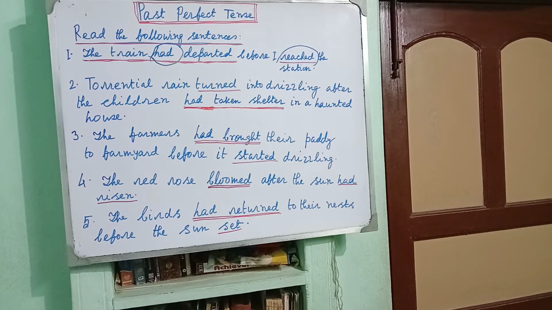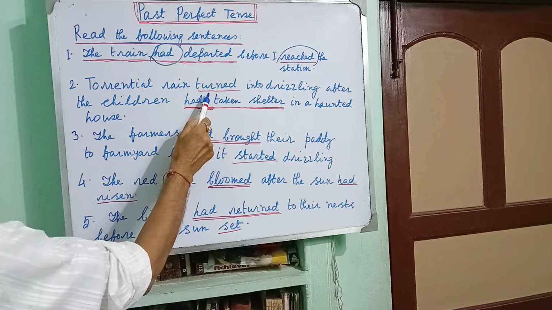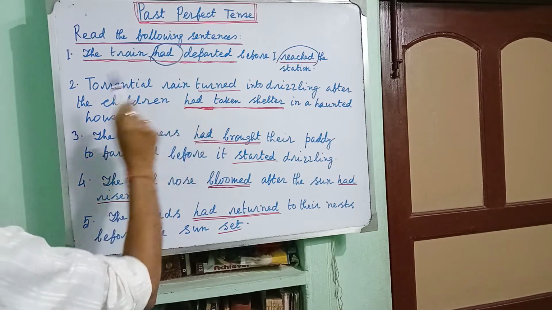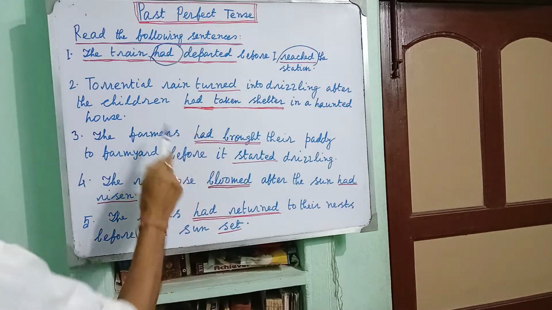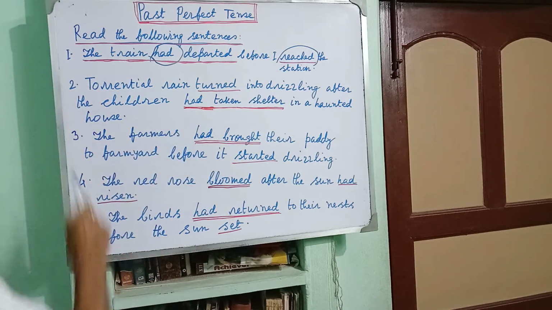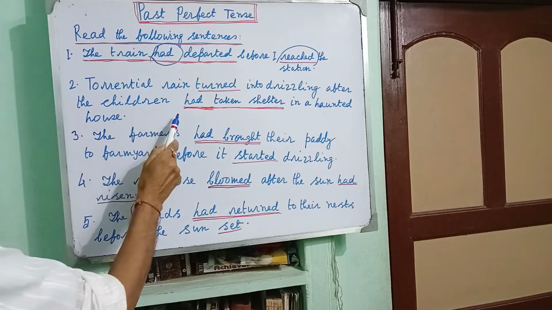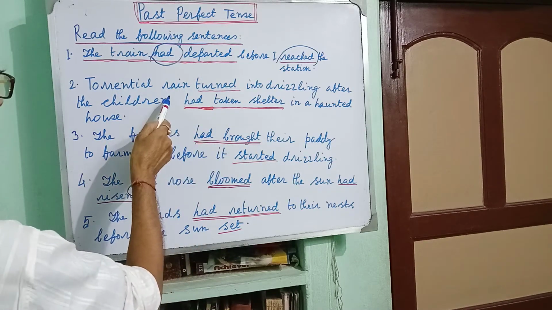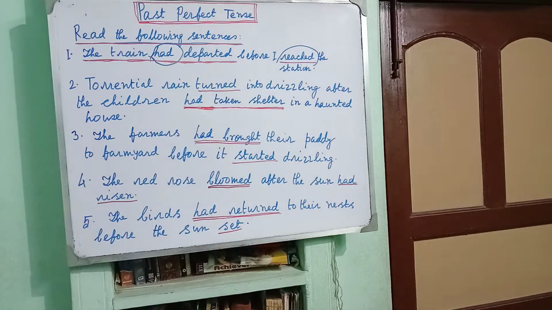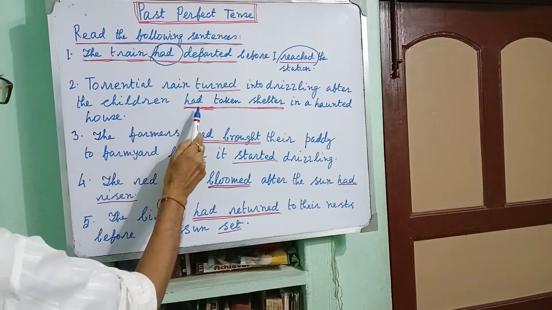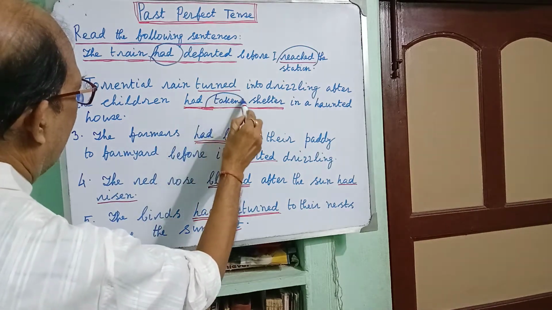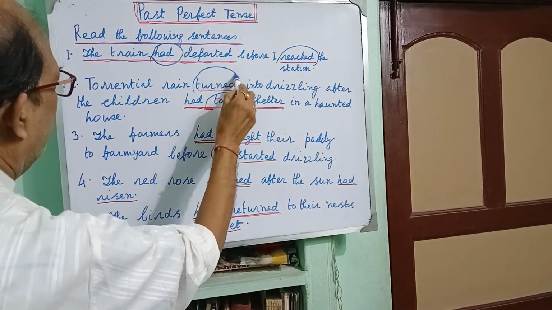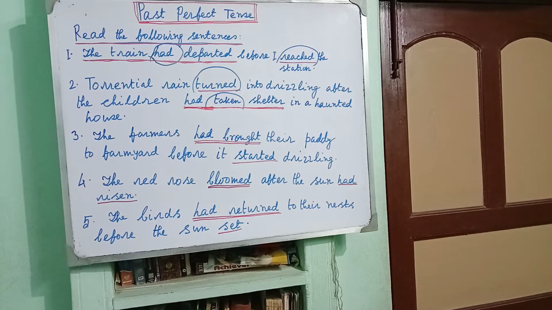Clear? So, the first one has taken the form of past perfect tense, and the second one has taken the form of past indefinite tense, because it took place, it occurred, or it happened before rain turned into drizzling. Clear? Here you see that subject plus had plus past participle of the verb, and it is the simple past tense. Clear? Now come to the third sentence.